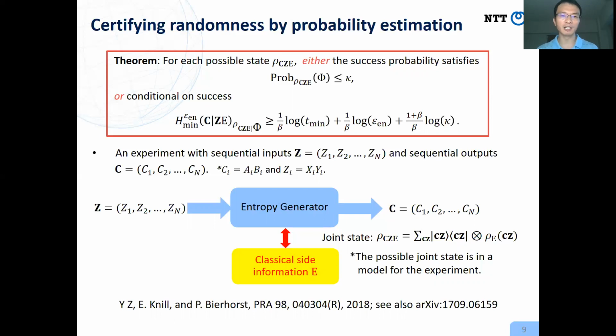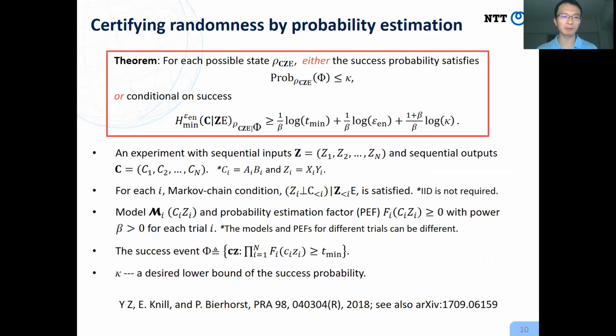Over the experiment, the devices used may be correlated with an adversary. In particular, we consider the classical side information of the adversary. After the experiment, we can describe the states by the joint distribution of experimental results and the adversary's side information. We call all the possible joint distributions the model of the experiment. Also, during the experiment at each trial, we ensure the Markov condition is satisfied. That is, the future input is independent of past outputs given the current side information. In our experiments, this condition is satisfied because at each trial, the input distribution is fixed and precisely known.